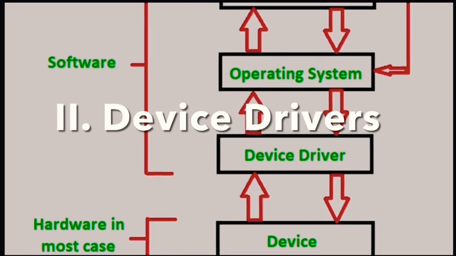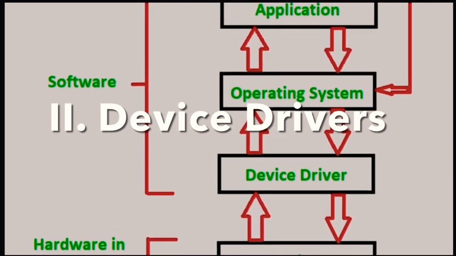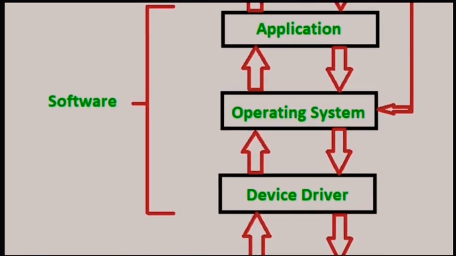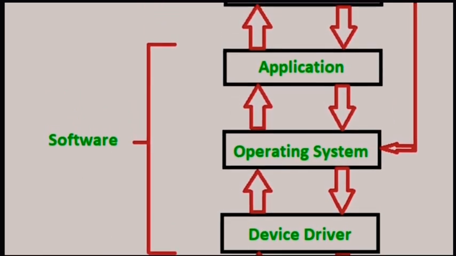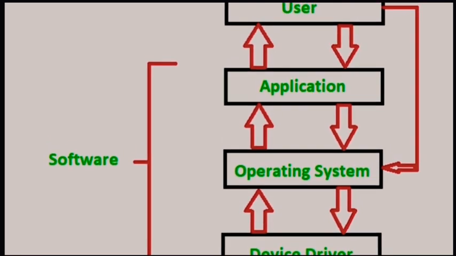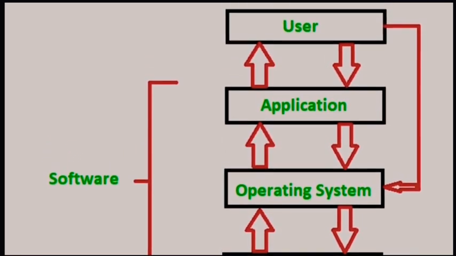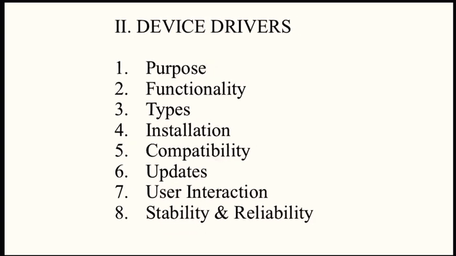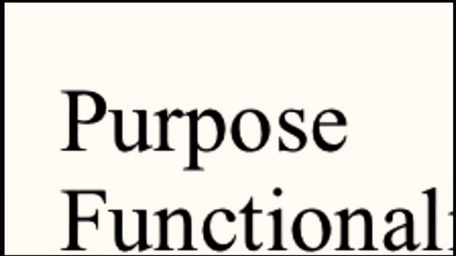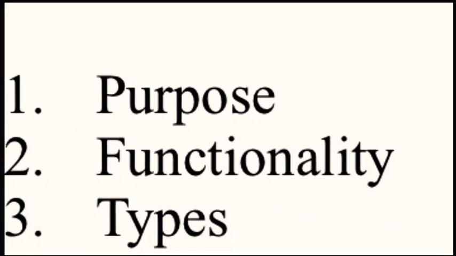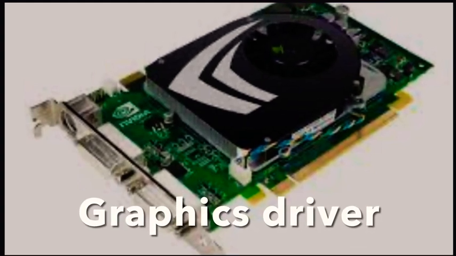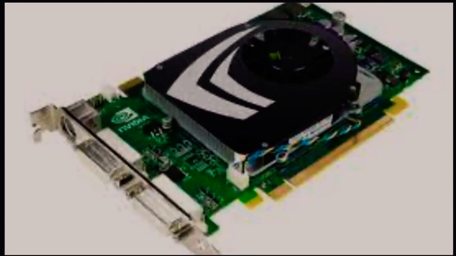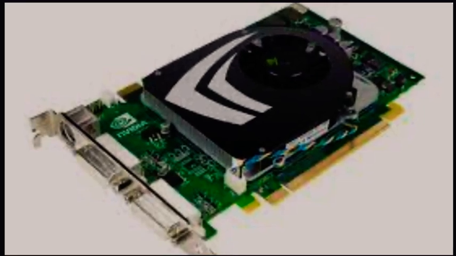Device drivers. Device drivers are software components that enable communication between the OS and hardware devices connected to a computer. These drivers act as intermediaries, translating high-level OS commands to instructions that the hardware can understand and execute. Here are key aspects of device drivers. Purpose. Device drivers serve as a bridge between the OS and specific hardware components, allowing them to work together seamlessly. Example, graphics drivers enable the OS to communicate with the graphics card, ensuring proper display functionality.